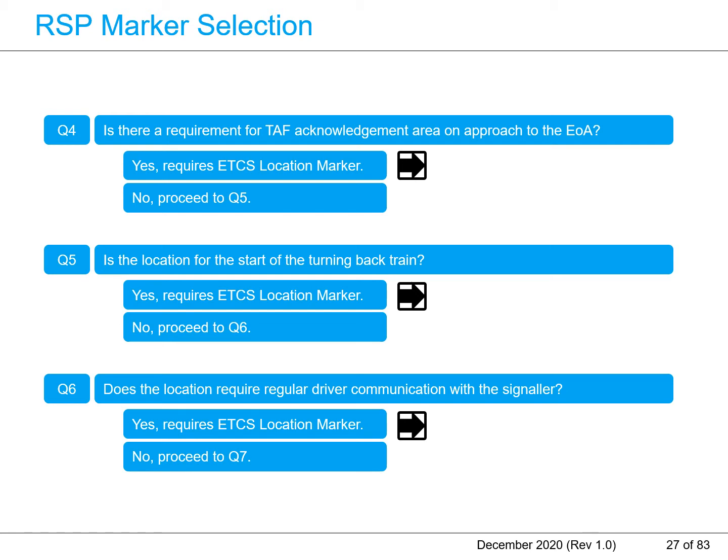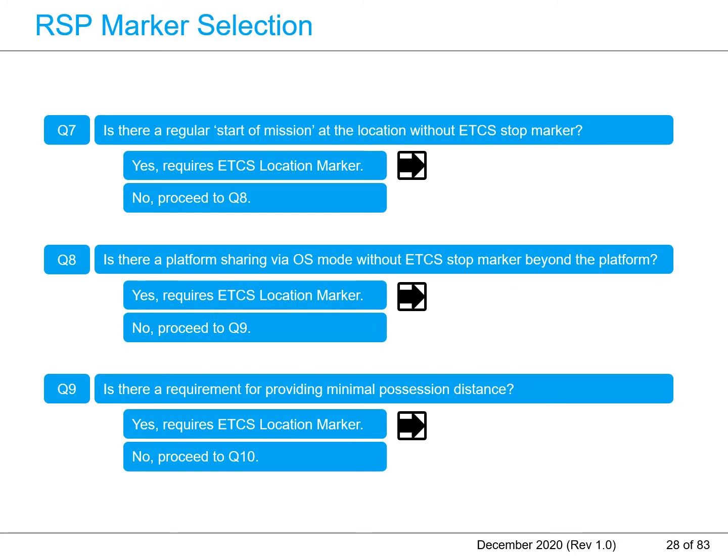Question 6. Does the location require regular driver communication with the signaller? If yes, the RSP requires an ETCS location marker. If no, proceed to next question. Question 7. Is there a regular start of mission at the location without ETCS stop marker? If yes, the RSP requires an ETCS location marker. If no, proceed to next question.